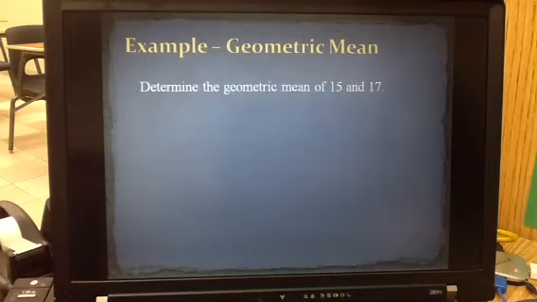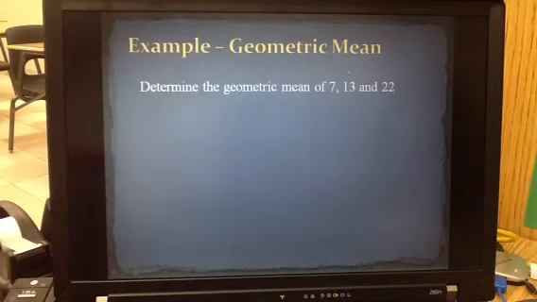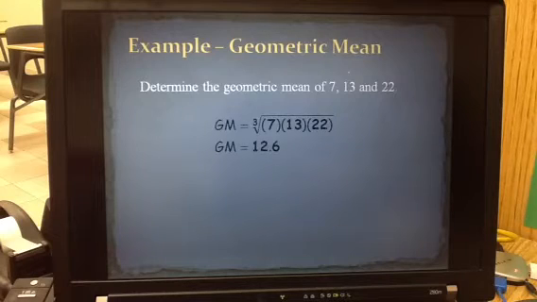If I ask you to determine the geometric mean of 15 and 17, again you have two numbers, so you would take the square root of 15 times 17. However many numbers there are, that's the root you're going to take. So to find the geometric mean of 7, 13, and 22, you are going to take the cube root of 7 times 13 times 22.